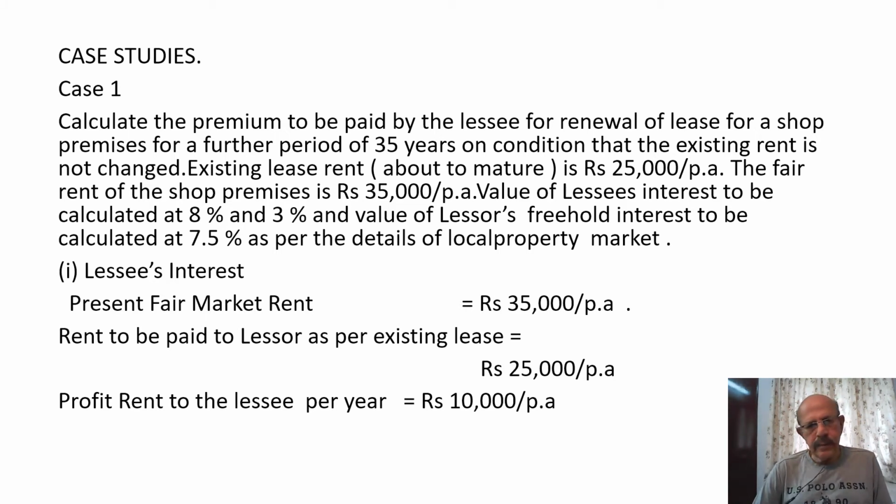Case 1. Calculate the premium to be paid by a lessee for a renewal of lease for a shop premises for a further period of 35 years on condition that the existing rent is not changed. Existing lease rent about to mature is rupees 25,000 per annum. The fair rent of the shop premises is rupees 35,000 per annum. Value of lessee's interest to be calculated at 8% and 3%, and value of a lessor's freehold interest to be calculated at 7% as per the details of local property market.